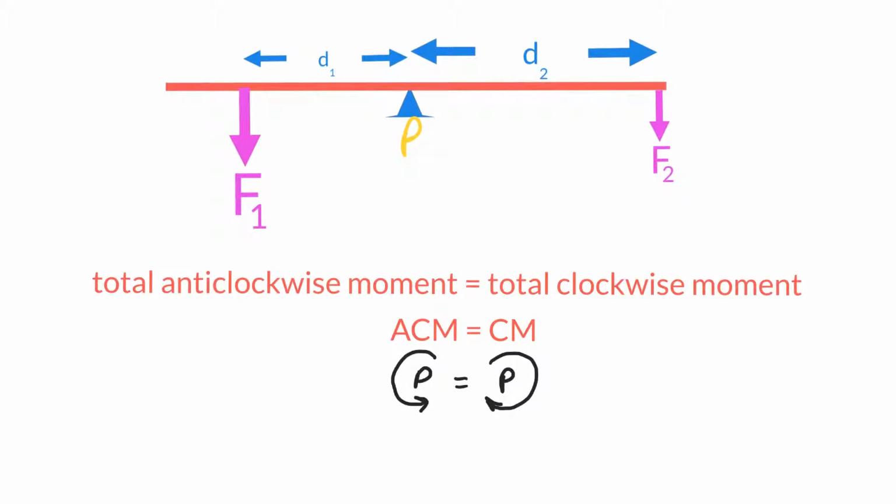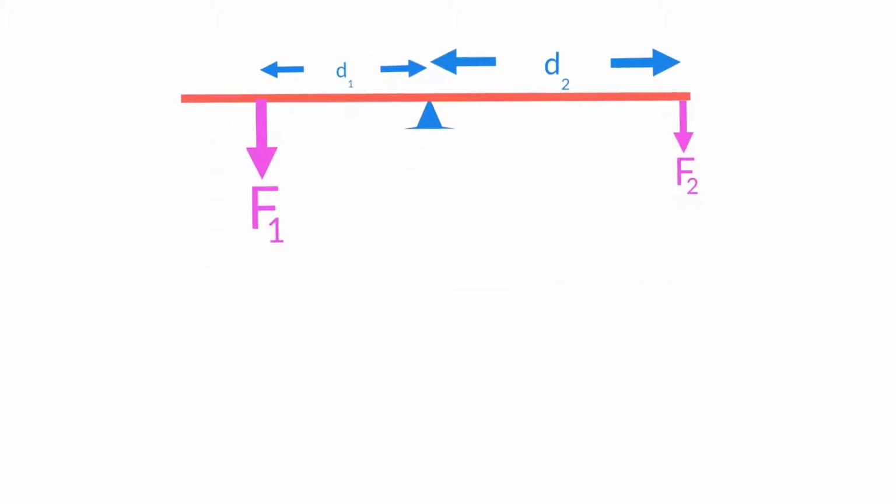So in the above problem, we have F1 causing an anticlockwise moment at a distance d1, and F2 causing a clockwise moment at a distance d2. So we say that F1 times d1 must equal F2 times d2. And this problem would come up in such a way that out of these four things you know three of them, and you're being asked to find one. Let's put some values onto this problem and see if we can solve for the missing bit of information.